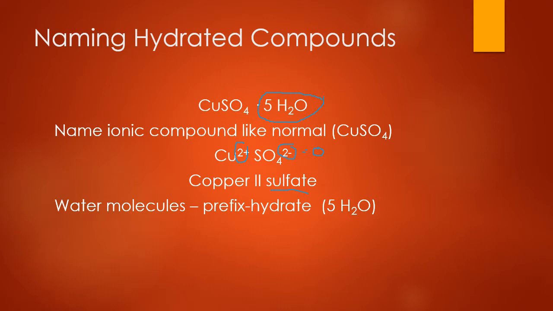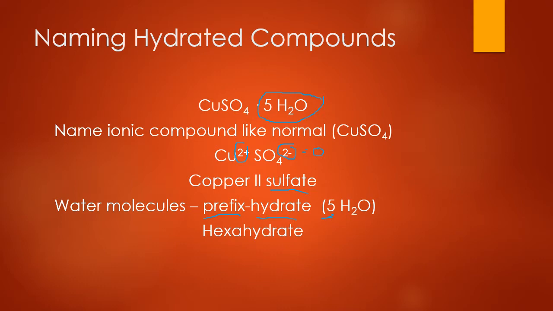To write and name the water molecules, all you need to do is write the prefix for the number. In this case, we have 5 water molecules. I would look up the prefix for 5, which is penta, and then just write the word hydrate after the prefix. So for the water molecule portion, it's going to be pentahydrate.